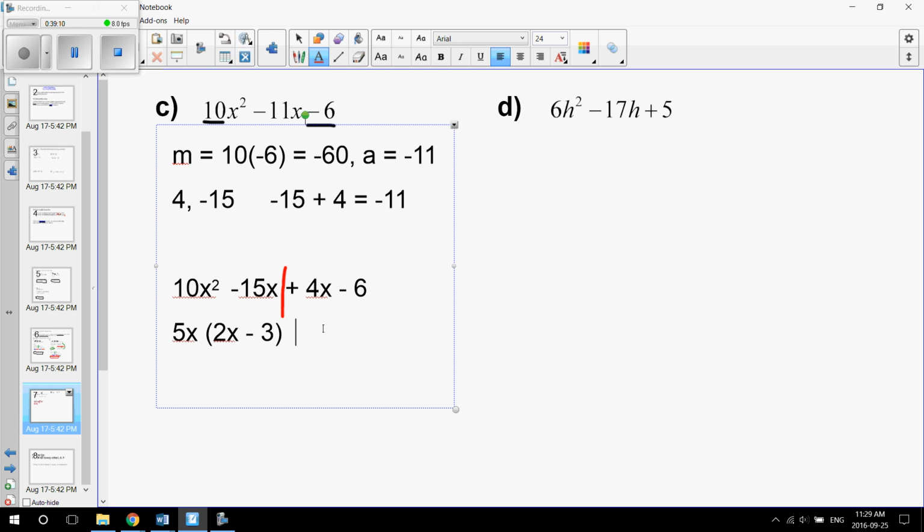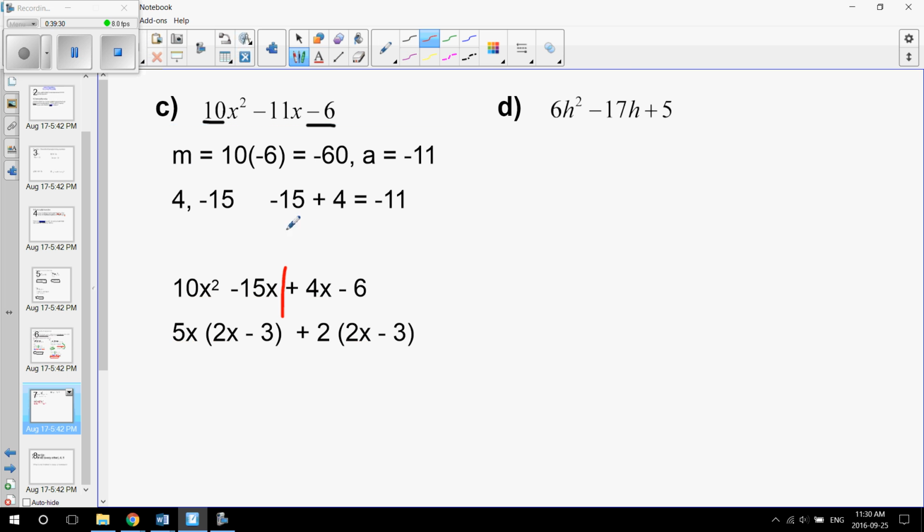Then we look at our second set here. The biggest number that we can divide out of both of those is a positive 2, so we write plus 2 and then divide out. So 4x divided by 2 is a 2x, and negative 6 divided by 2 is a minus 3.